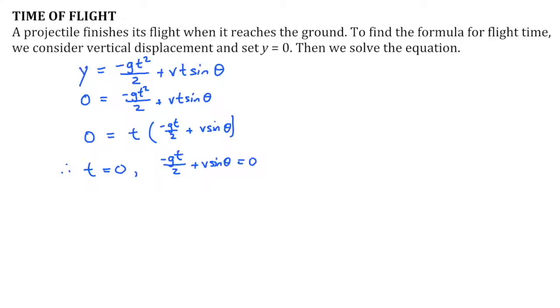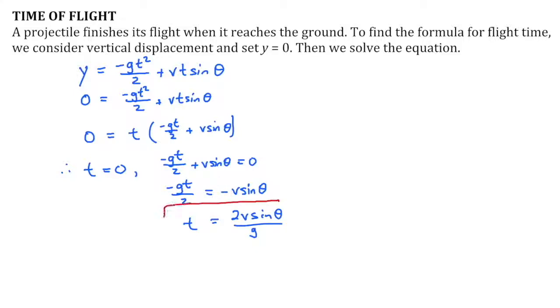And I could move the v sine theta over to the other side. So minus v sine theta. Now I'm going to multiply both sides by 2 and divide both sides by minus g at the same time, which will give me 2v sine theta over g. And this minus here, when I divide by minus g, will cancel with this minus here. So there is our formula.